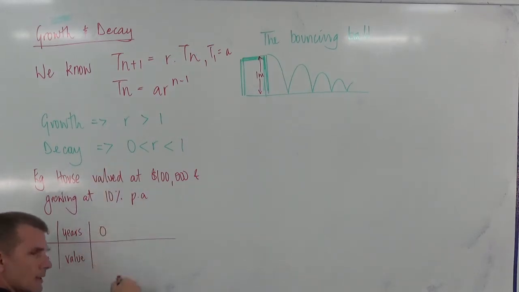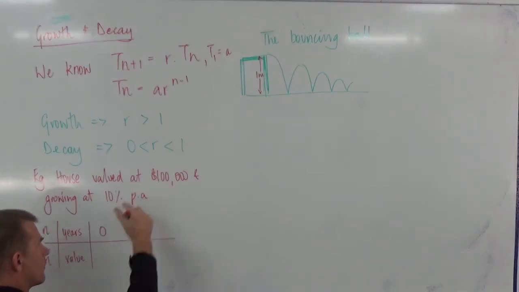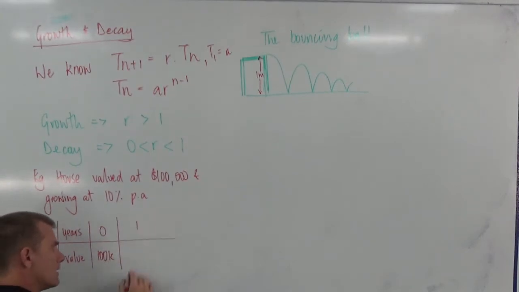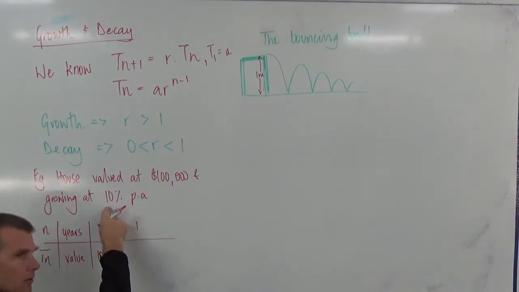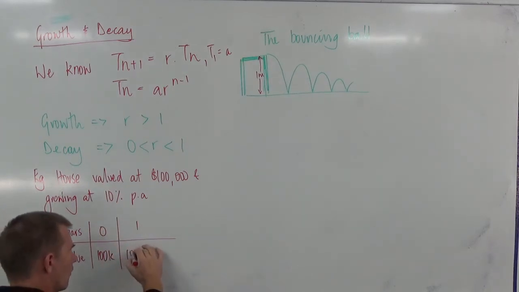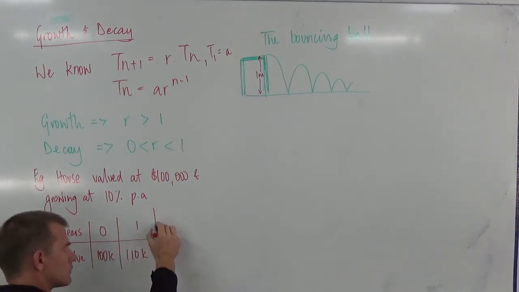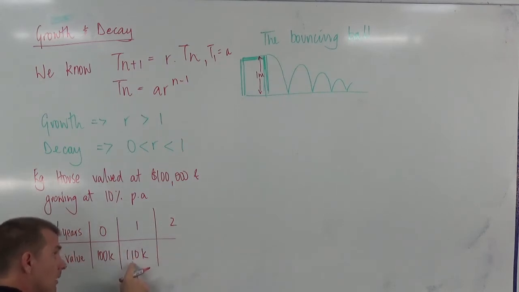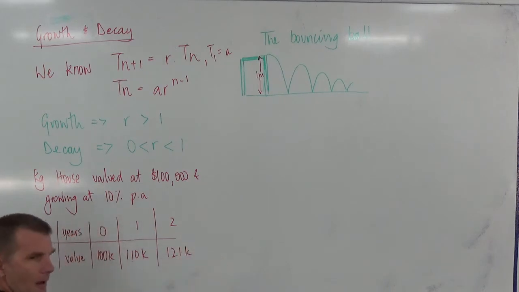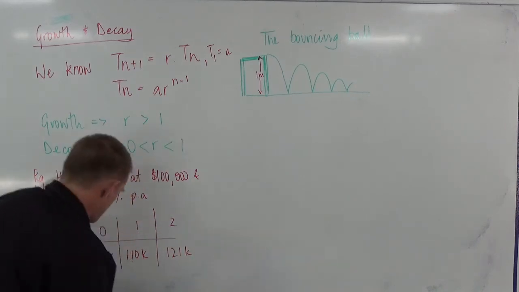Year 0, that's right now. The house is worth this. I'll just put 100K there. Now after 1 year, it's grown by 10%. So this is actually going to be $110,000 or 110K. And after 2 years, this number has grown by 10%. That's actually going to be $121,000. Now this all looks okay, and you might say, well, I can work that out as far as I like. That's okay. You can, but here's the issue.